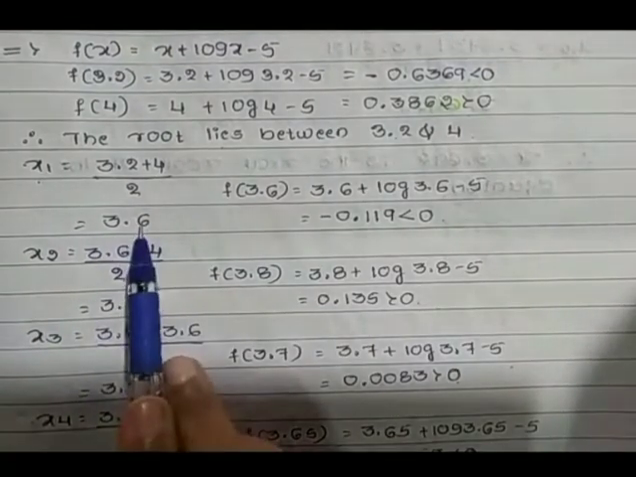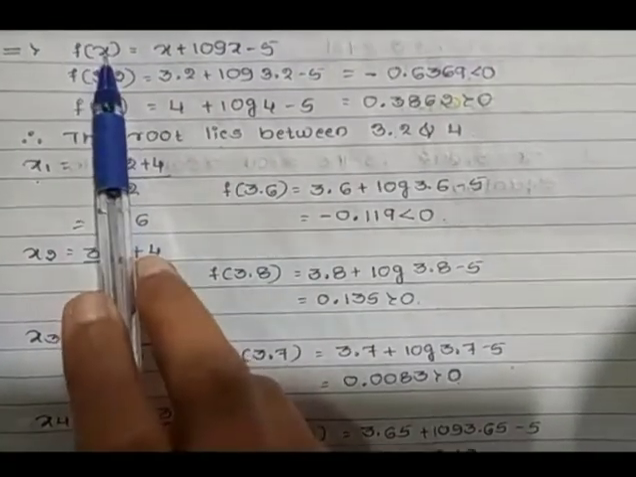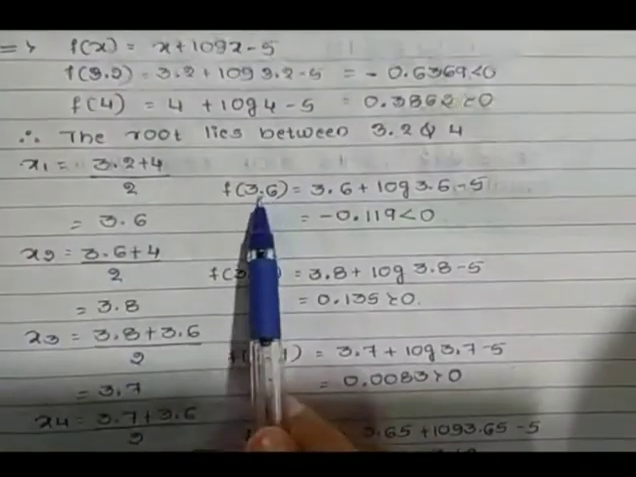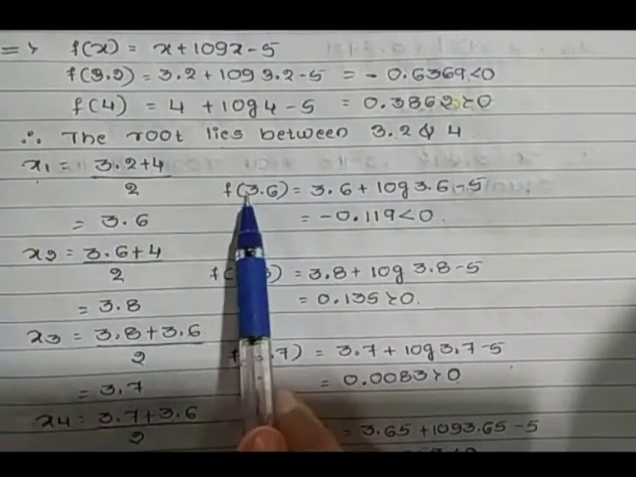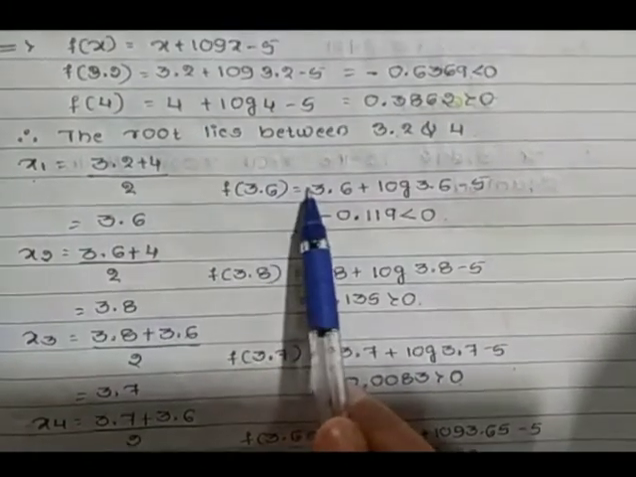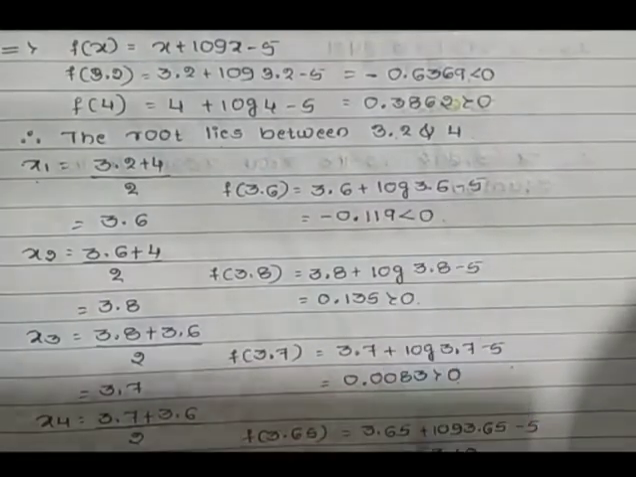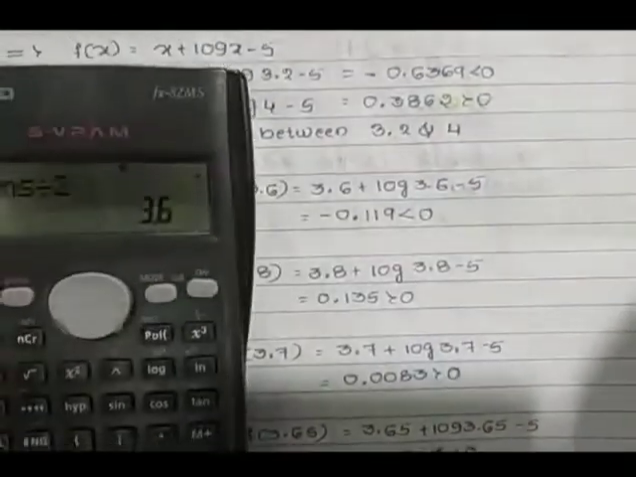3.2 plus 4 is equal to 7.2. Then divide by 2, we get 3.6. So here we are getting the first approximation answer as 3.6. Then substitute this 3.6 in the given function. So replace the complete x value using 3.6, then we get f of 3.6, which is equal to 3.6 plus log of 3.6 minus 5. Now simplify this one.